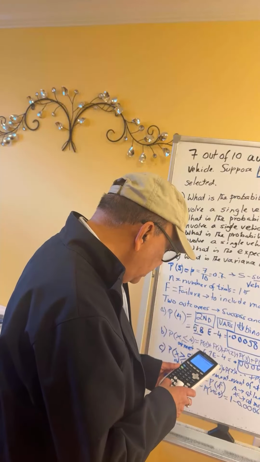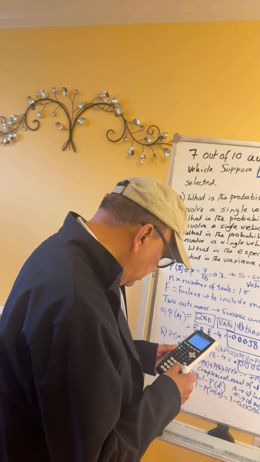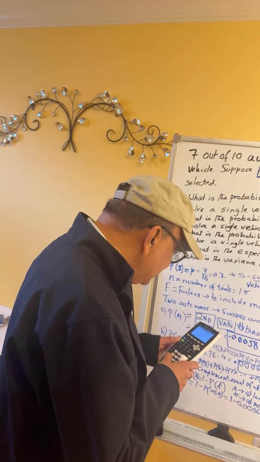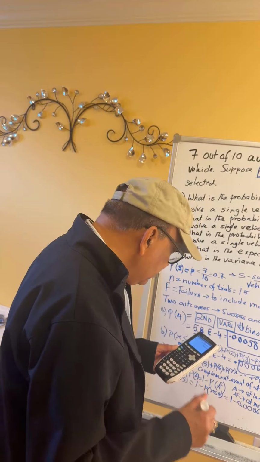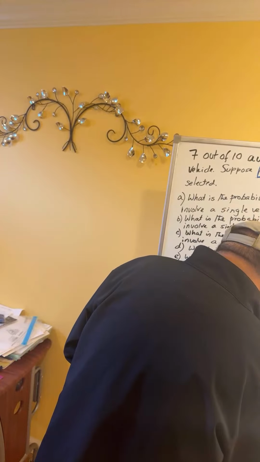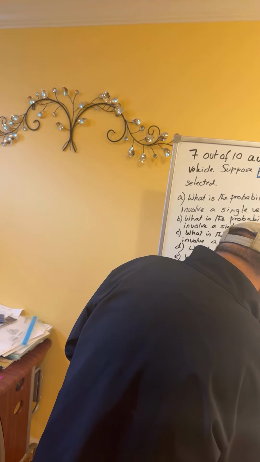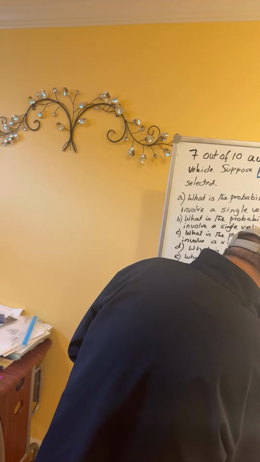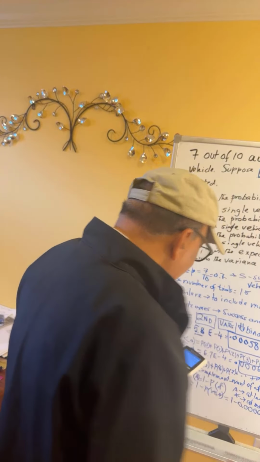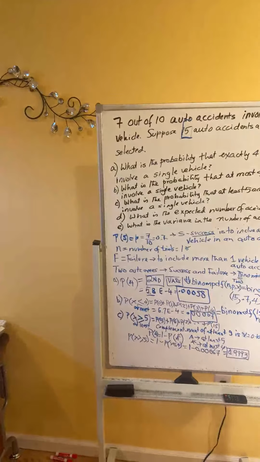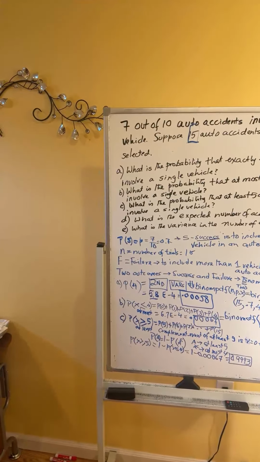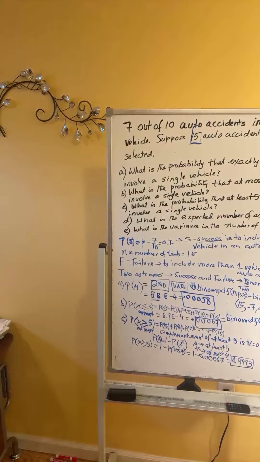So 1 minus this 0.00067, and the answer is 0.9993. Okay, so that is at least 5. That means 5 and above. So we use the complement law of probability.